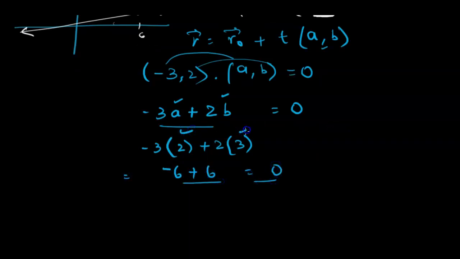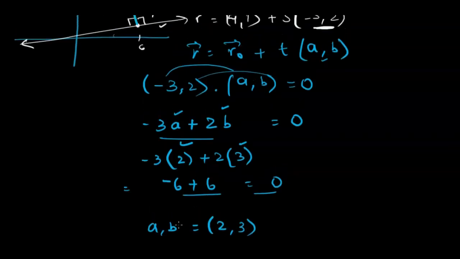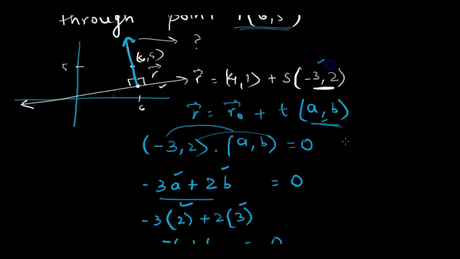So this is the smallest possible value of AB, 2 and 3, that would give us the dot product of both of these direction vectors 0. Therefore, we can conclude that AB is 2, 3 here. Let's call the direction vector of the line that we are finding the equation for n. So it is 2, 3, and the direction vector for the given line equation is, we already know, -3, 2.